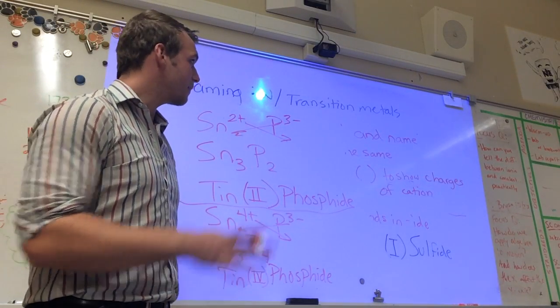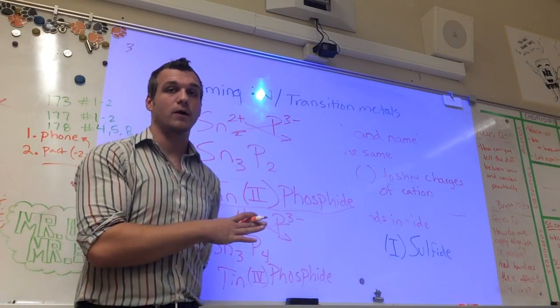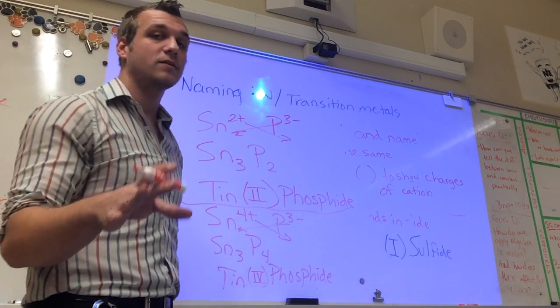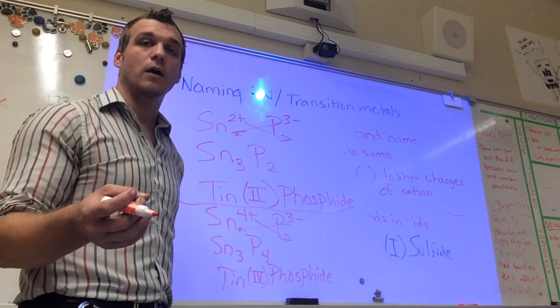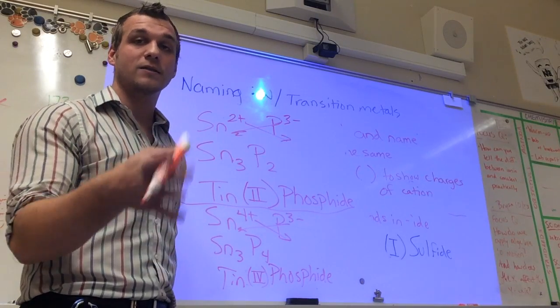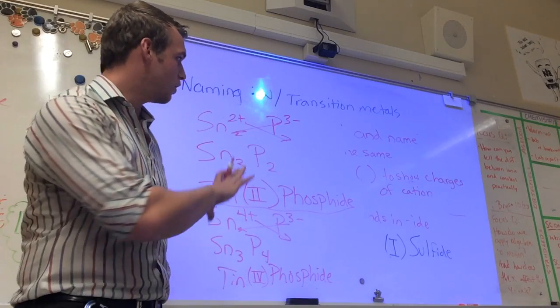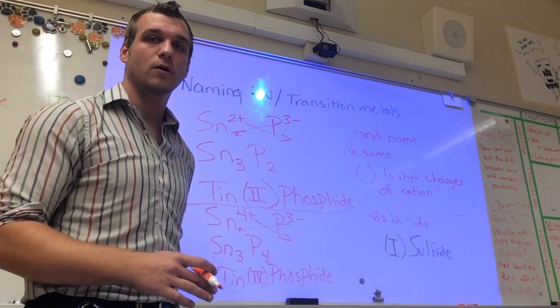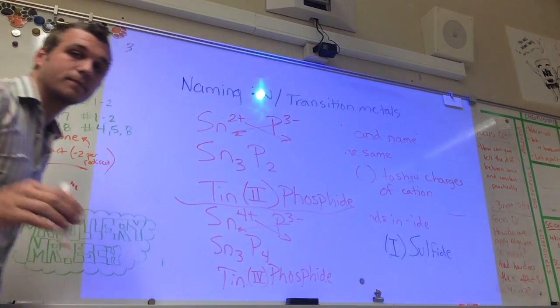Okay? So that's it for naming transition metals. I am going to do a quick segment on uncrisscrossing. How do you find out the charge of these transition metals that you need to look at in a minute. But this is generally how you name it. So we'll add a segment here in a minute.